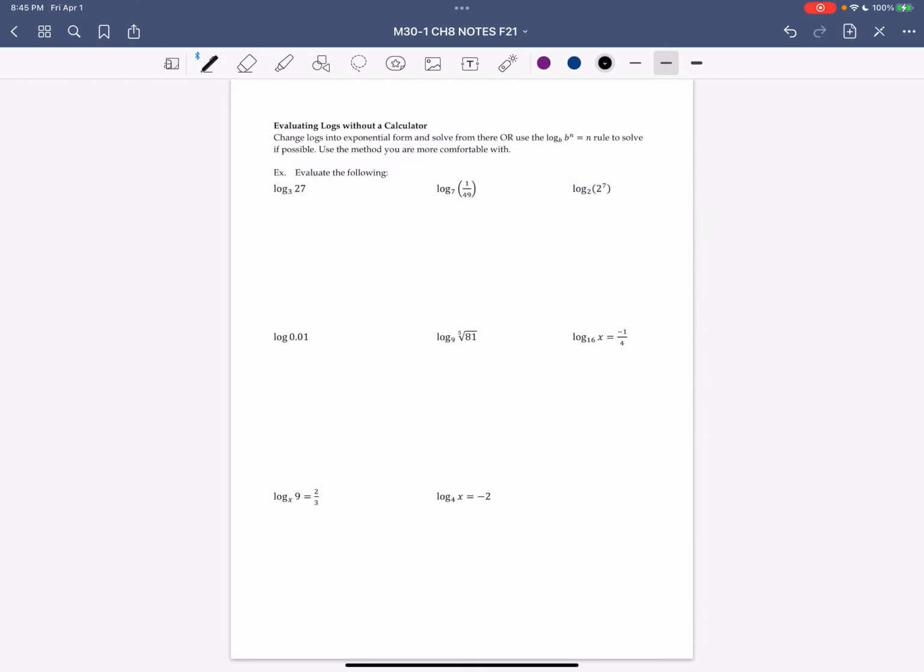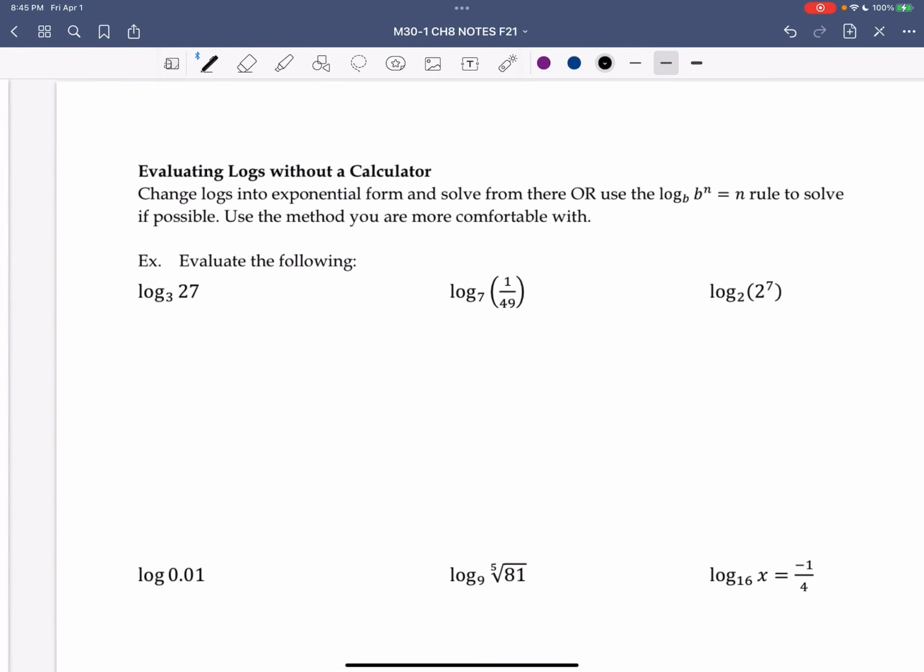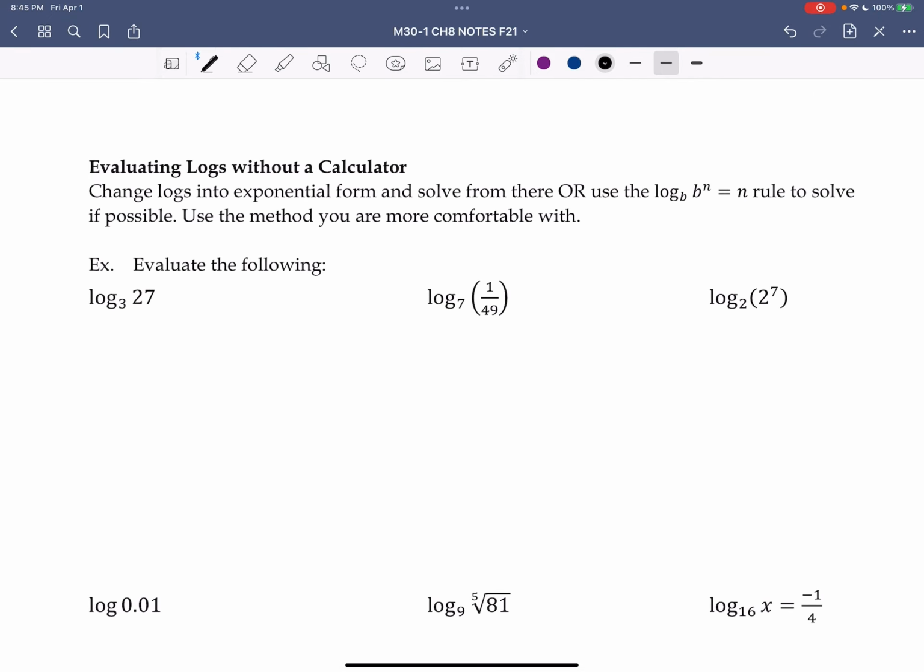Evaluating logs without a calculator. Change logs into exponential form and solve from there, or use the log base b of b to the power of n equals n rule to solve if possible. Use the method you are more comfortable with.